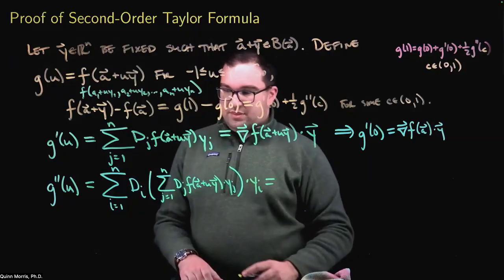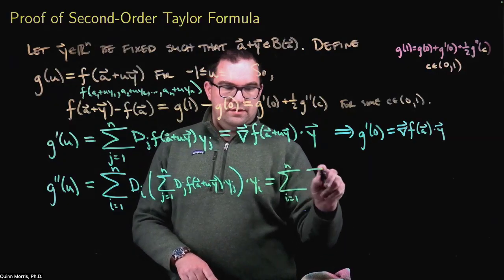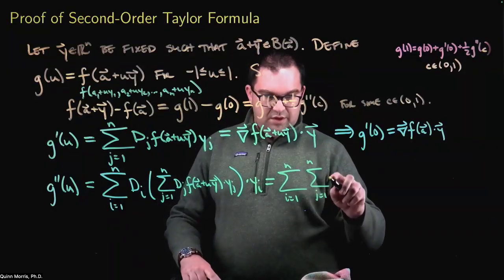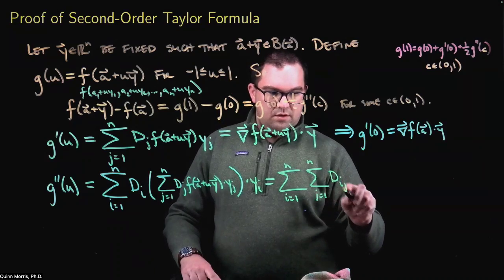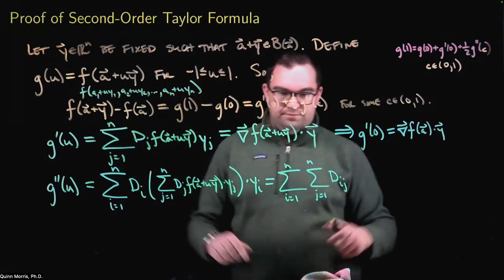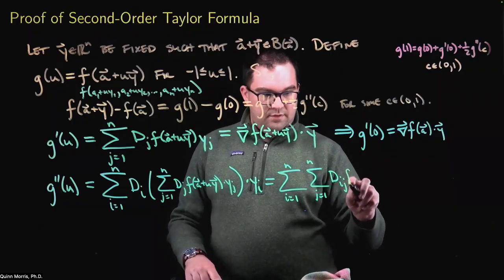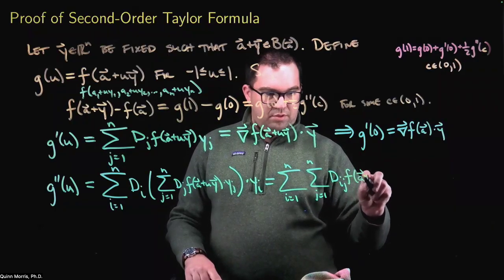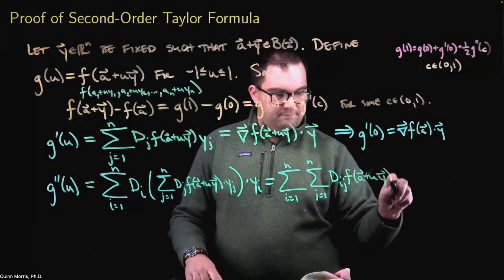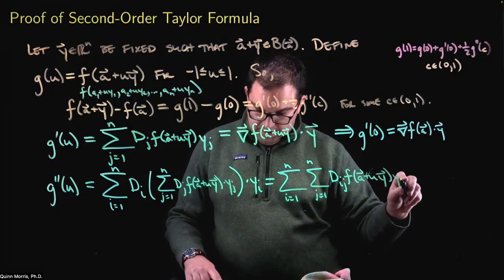So what I end up with at the end of the day is actually a sum i equals 1 to n, sum j equals 1 to n of d_ij, because now I'm going to take the ith derivative of the jth derivative. So I get a d_ij of f of a plus u y times y_j times y_i.